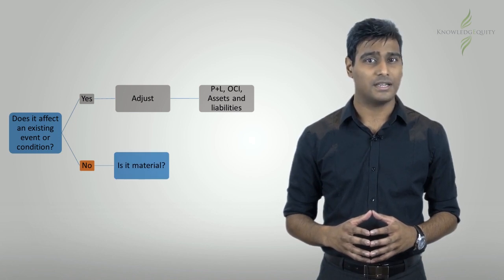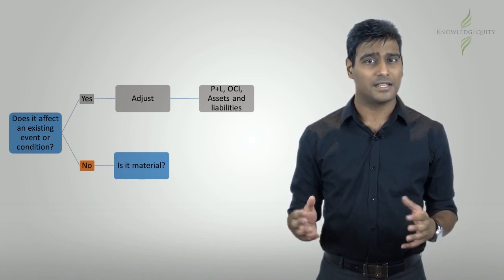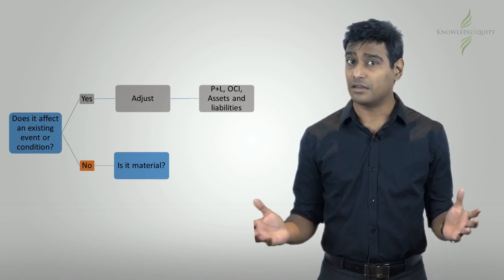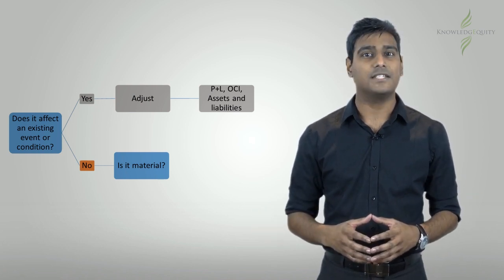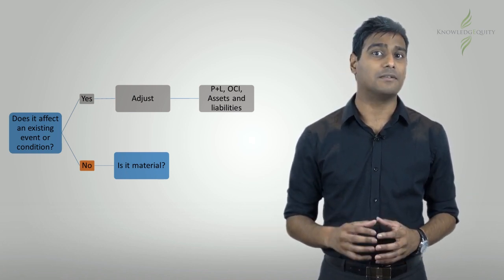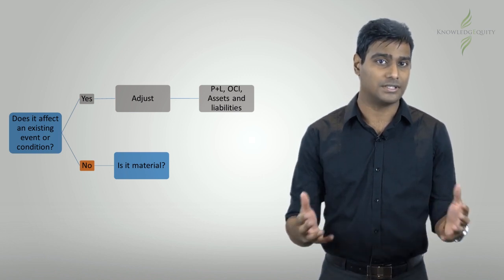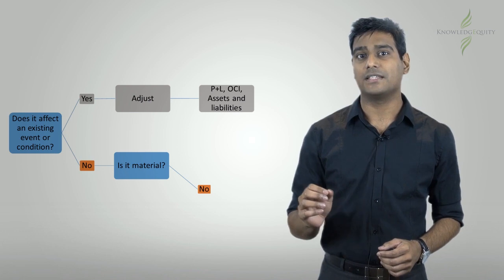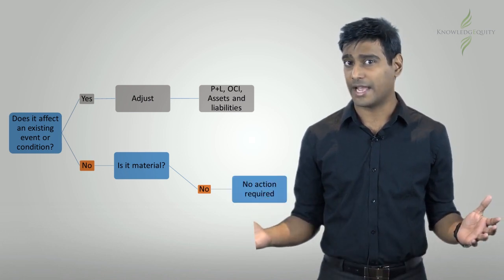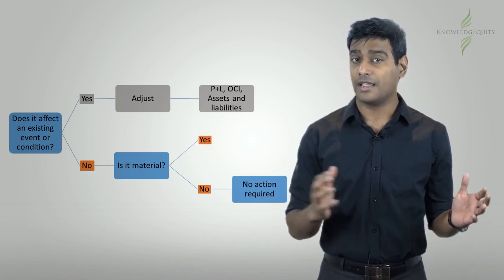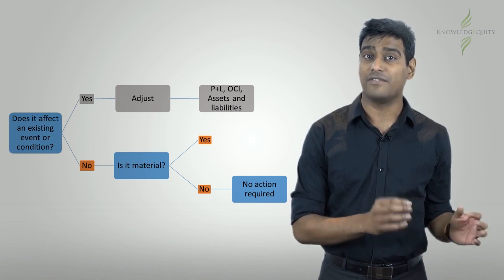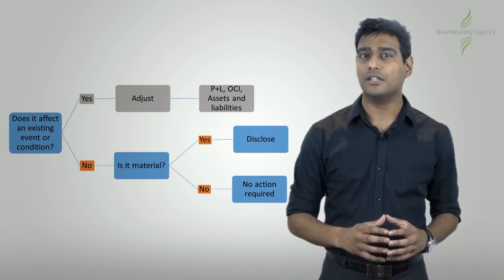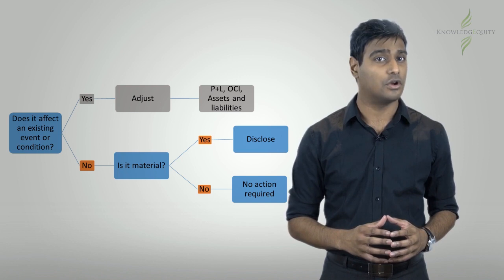We have to consider an additional question: is the non-adjusting event material? An event is considered material if it has the ability to affect users' decision-making. If the non-adjusting event is not material, then no further action is required. If the adjusting event or non-adjusting event is material, then details of the event need to be disclosed in the notes to the financial statements.